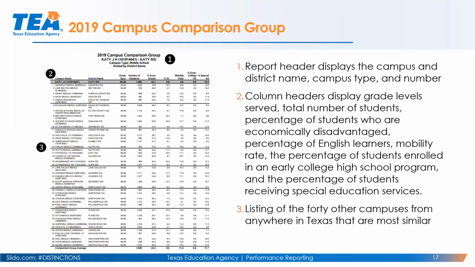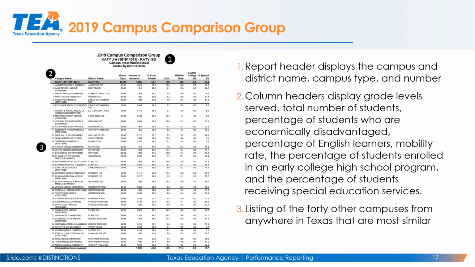So this is an example of a campus comparison group for an actual campus in Texas. Once selected from the 2019 page, your campus comparison group will be displayed. In the first section, we see the report header that displays the campus and district name, the campus type, and the campus number. Section 2 displays the grade level served, the total number of students, the percentage of students who are economically disadvantaged, the percentage of English learners, the mobility rate, the percentage of students enrolled in an early college high school program, and the percentage of students receiving special education services.